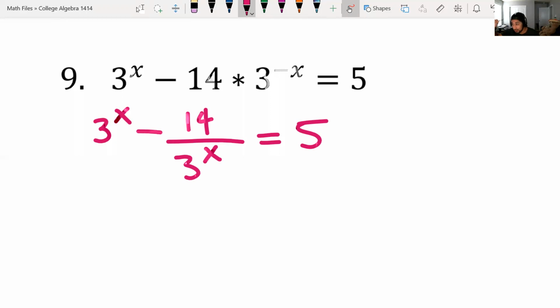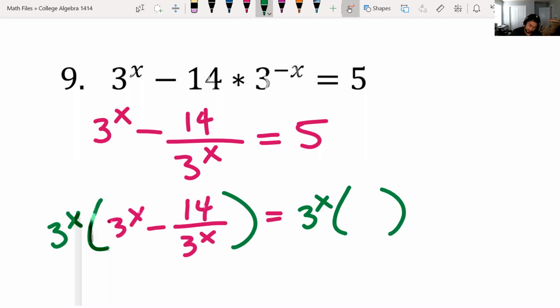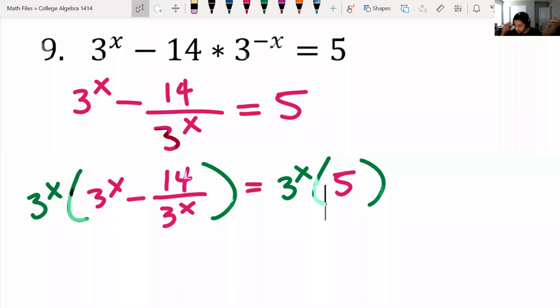The next thing I'm going to do is get rid of that denominator. So in order to get rid of your denominator, you multiply by your denominator. So this means we're going to take both sides of this equation and multiply it by 3 to the x. So I'm going to say 3 to the x times 3 to the x minus 14 over 3 to the x equal to 3 to the x times 5. All right, so 3 to the x was multiplied to both sides to get rid of the denominator.